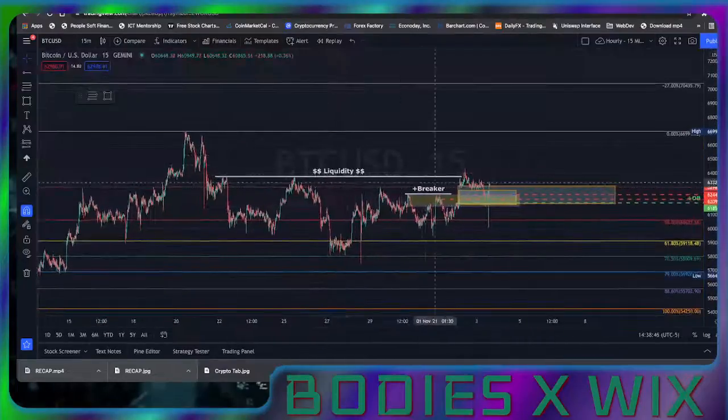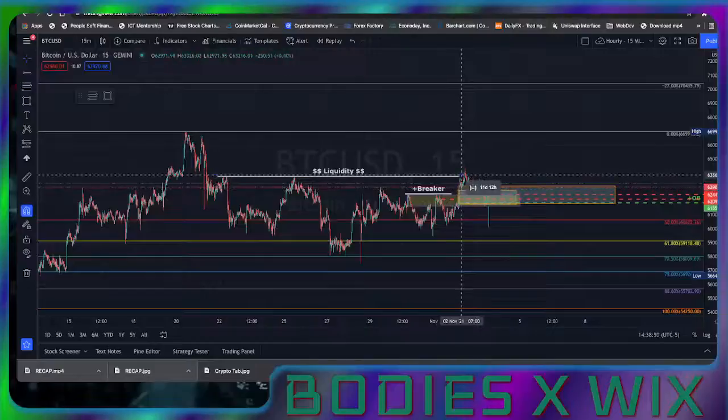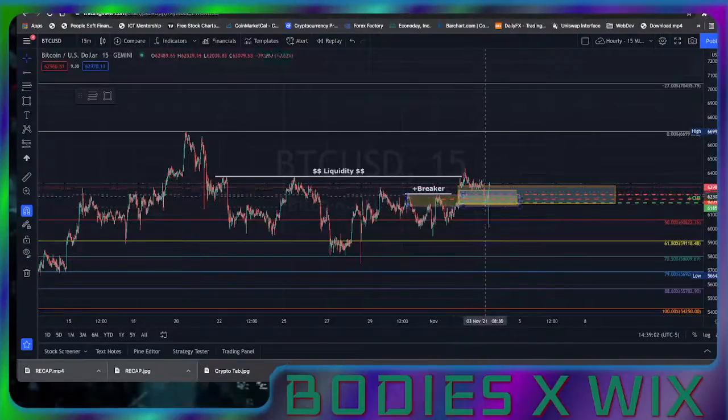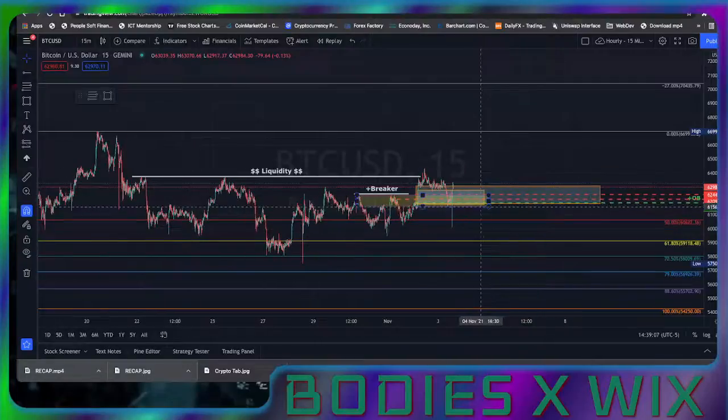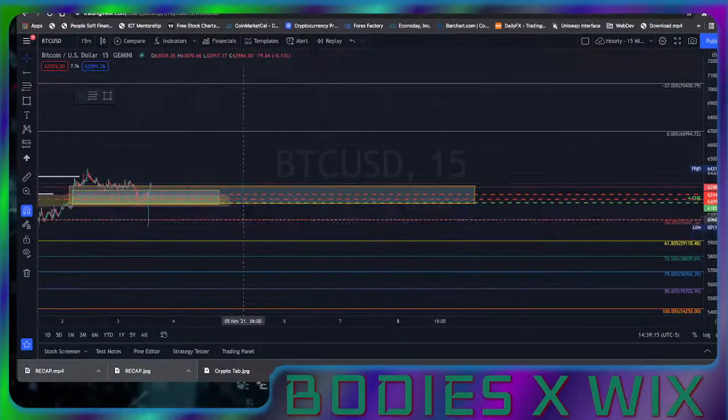And let me see here. We did break this liquidity yesterday. Did we? Yeah, we broke this liquidity yesterday. And I was saying, we're probably going to fall back into these fair value gaps before we make any kind of bullish run. What surprised me is that it made a liquidity run.